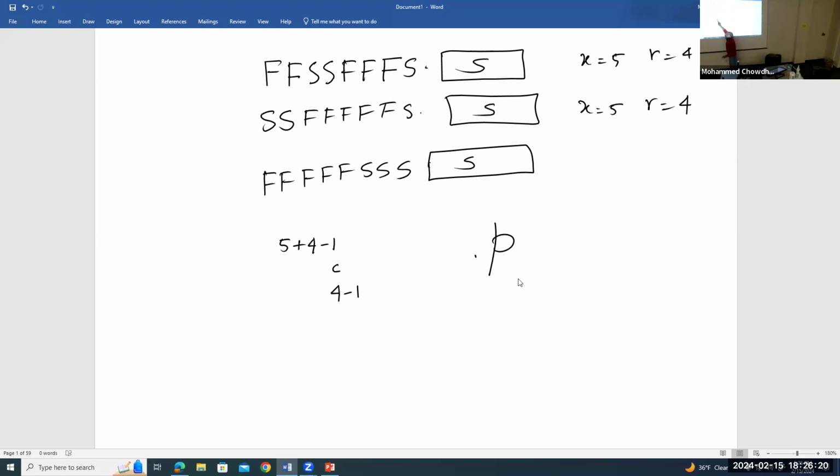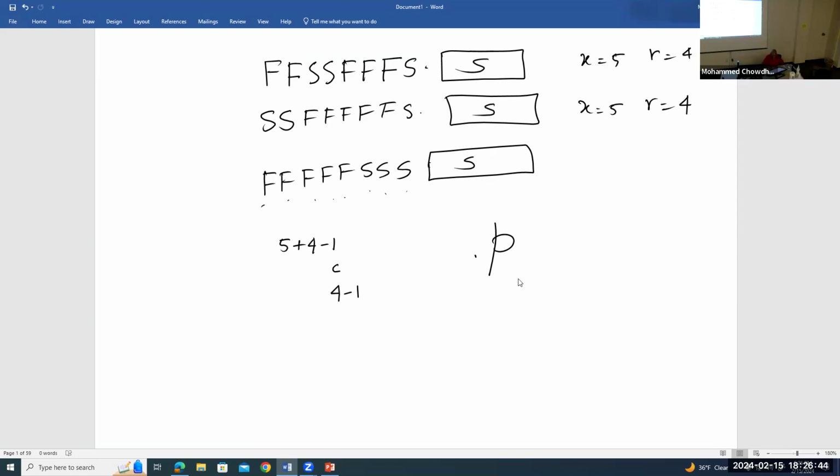Total number of trials, 5 plus 9 minus 1. So that means I am ignoring the last success. The last success I just put there, I don't want to include it in there. So how many ways 3 successes among the 8 trials can happen is mentioned in there. See, there are 8 trials: 1, 2, 3, 4, 5, 6, 7, 8, right?